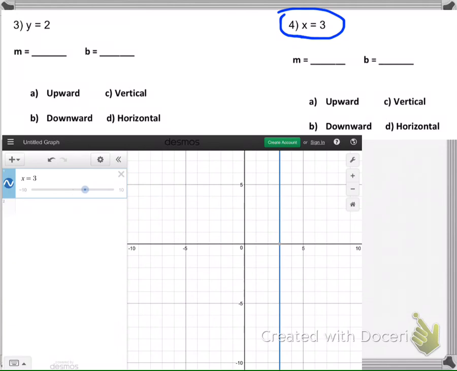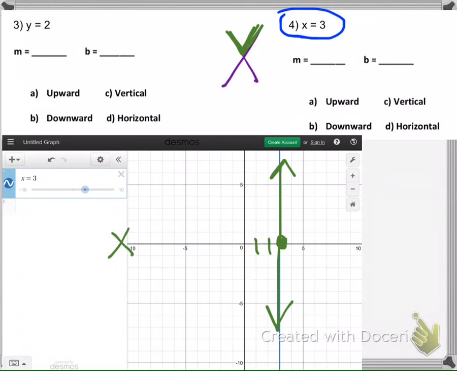Okay, now if we look at example 4, when I look at this, it only has an x, so I remember it looks like a V at the top of an X. So I know it's going to make a vertical line. So I go to the x-axis, I go to 3, 1, 2, 3, and then I make a vertical line there.